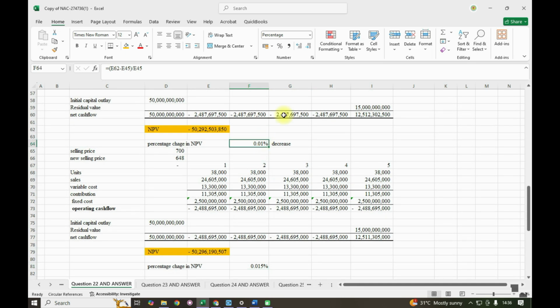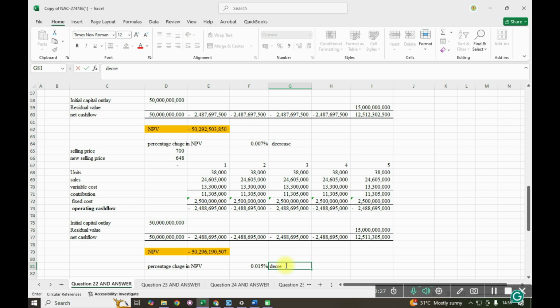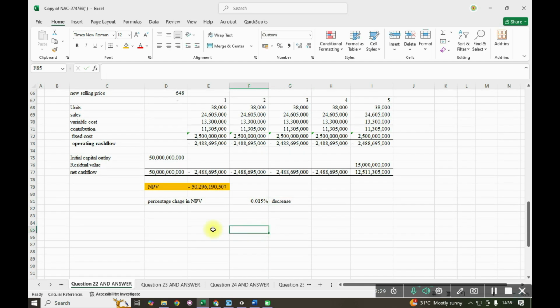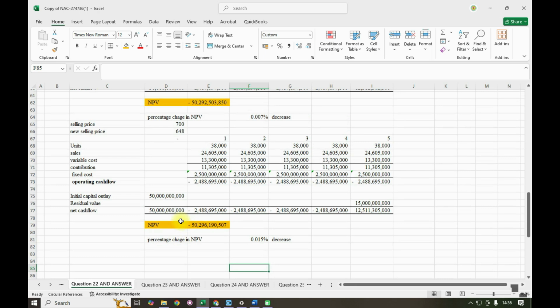0.015. And this one, if I increase, this one is specifically to 3 decimal, 0.07. So this is a decrease again. A decrease in NPV by that particular value.